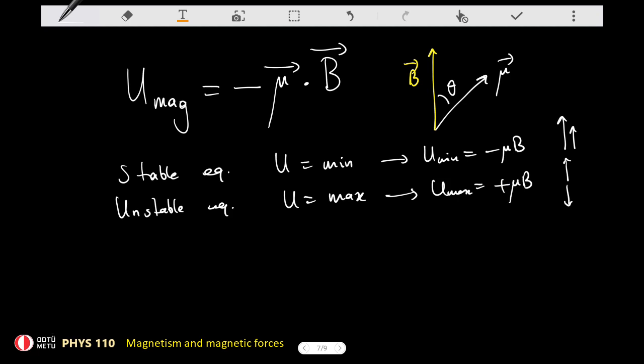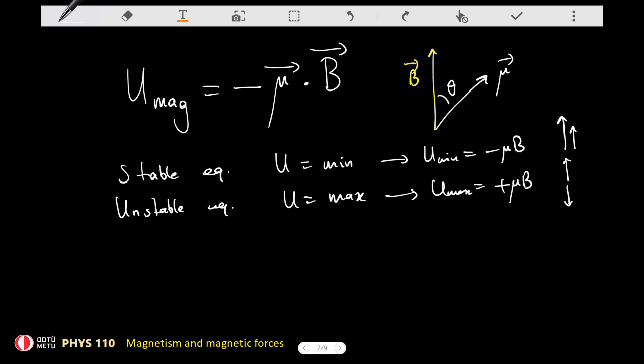Let's again remember the vector nature of things. Energy is a scalar quantity, and we would like to express it in terms of the product of two vectors. One is a dipole moment vector, the other one is the magnetic field vector. To be able to obtain a scalar quantity by multiplying two vectors, I need to use a dot product in here. So that's why we need a dot product in here.